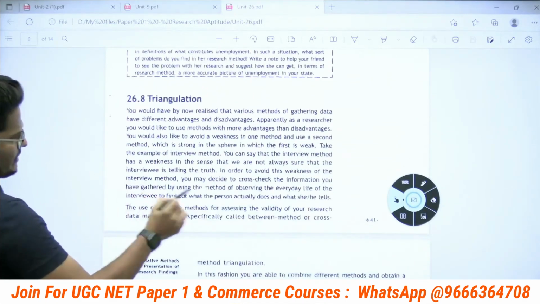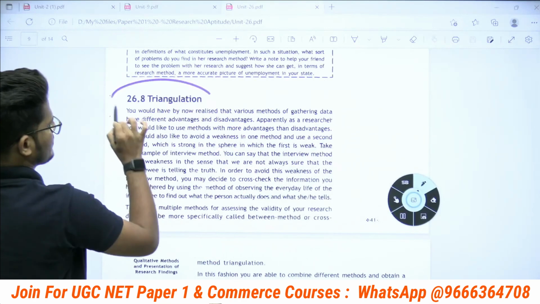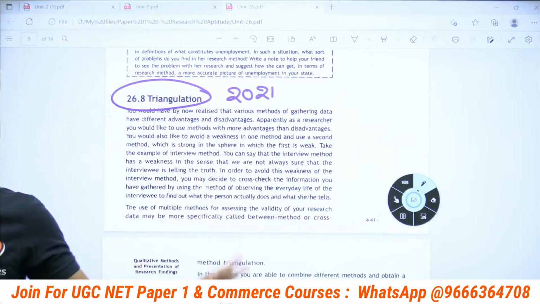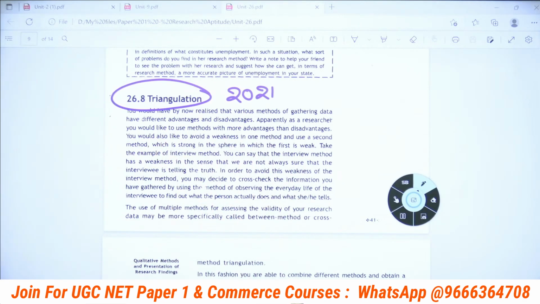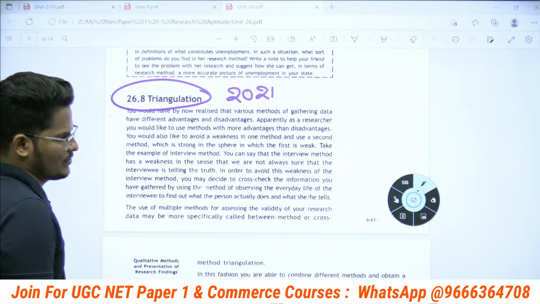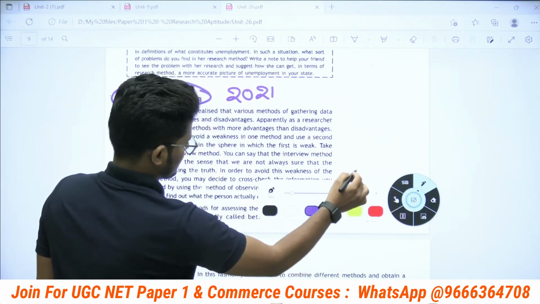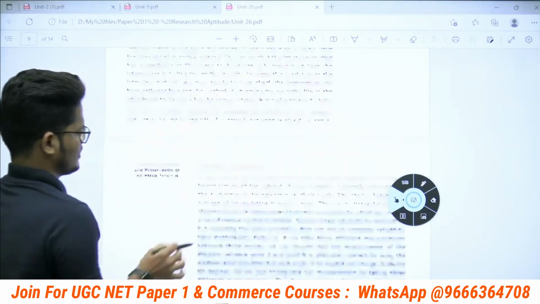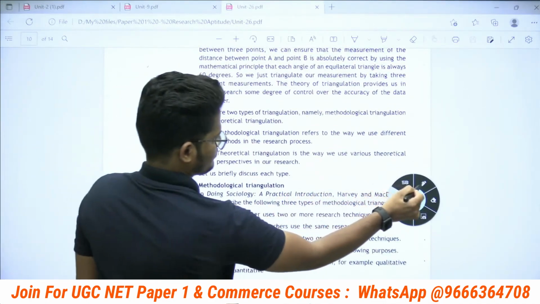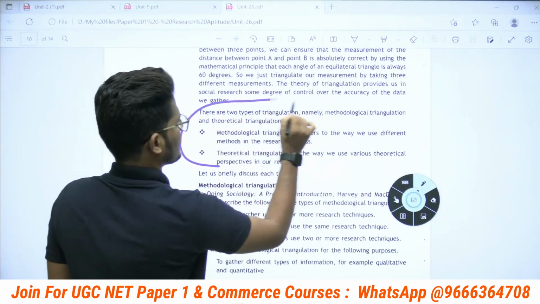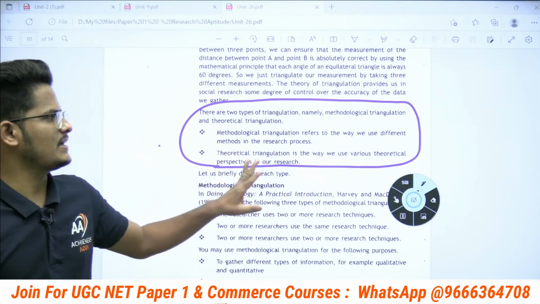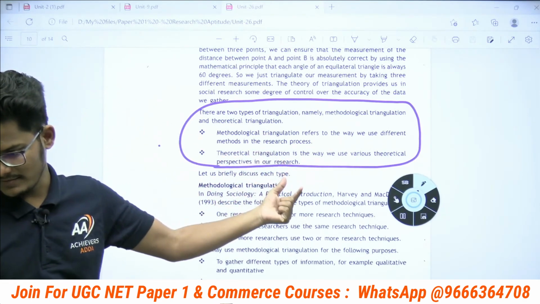Did you ever see the 2021 PYQ on the triangulation concept? Three to four questions are there on the concept of triangulation. I will make a separate video for this triangulation concept. I just wanted to show you something, that is why I am using all these PDFs. This is a PYQ. The four statements they gave about triangulation, they have taken as they are.